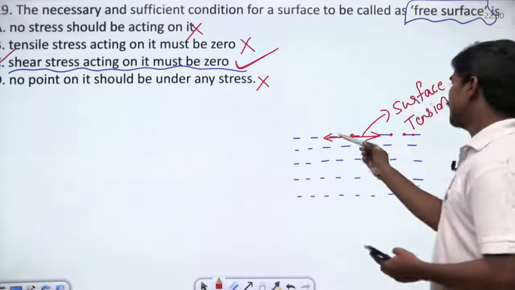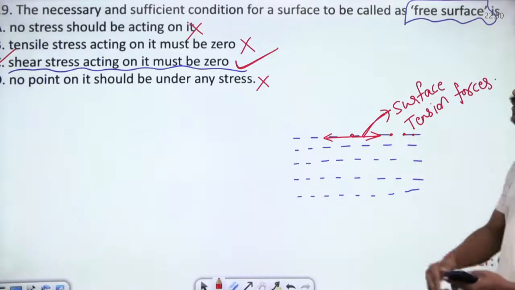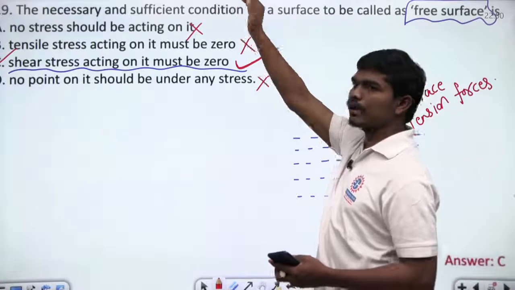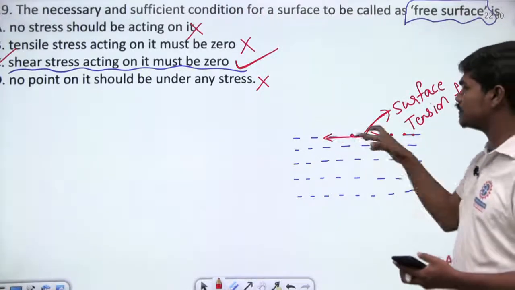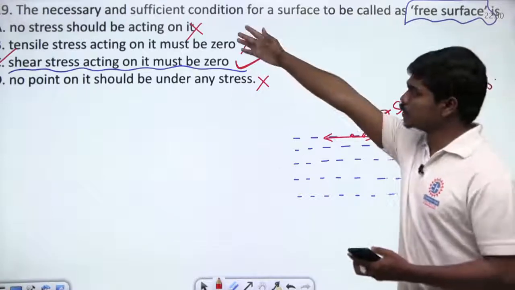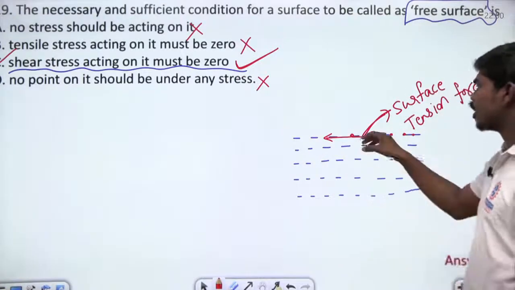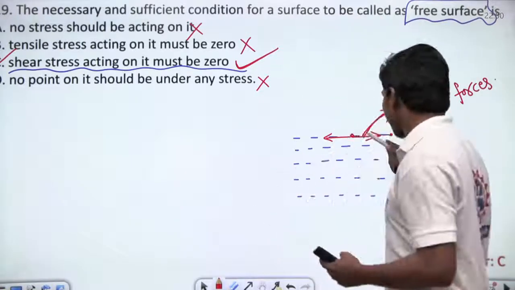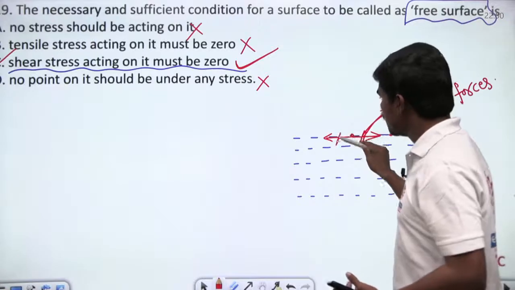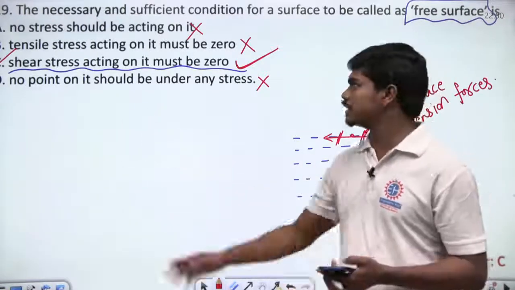Yes, 19th. If this is a free surface, then definitely there act some surface tension forces on this, correct? So it's not like no stress will be acting on it. This option is wrong because at every point on the surface there will be some surface tension force that is acting. So that's why option A is wrong. Tensile stress acting on it must be 0? Need not be, because if at this point you have some tensile stress, then definitely you have some other tensile force pulling at the other end also. So this won't be the option.